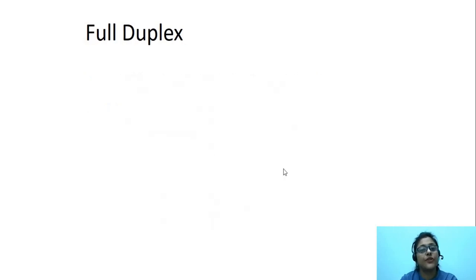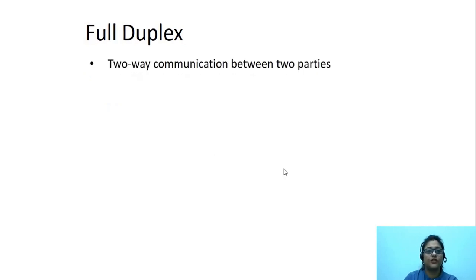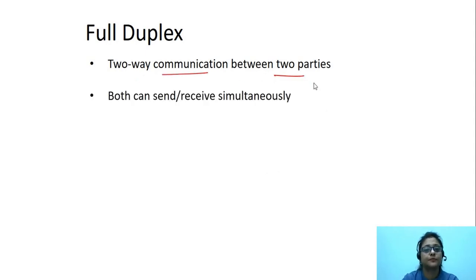Let us now concentrate on full duplex mode of communication. Full duplex mode of communication is also a two-way communication between two parties. Both the stations can send as well as receive, but in this case simultaneously.